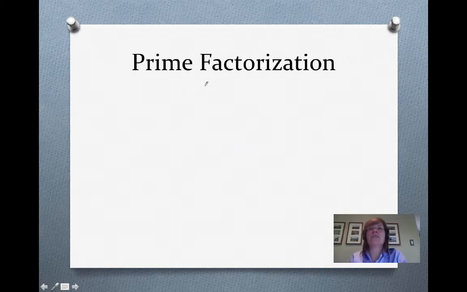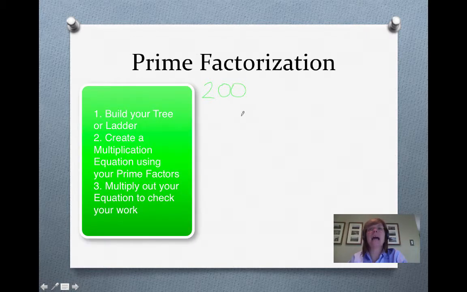It's your turn now. Using either the factor tree or the factor ladder method, find the prime factorization of 200. Be sure that you build your tree or ladder first, then organize your prime factors into a multiplication equation. Lastly, check your work. Pause the video here and do your work. Turn it on again when you've completed your practice problem so we can check it together.